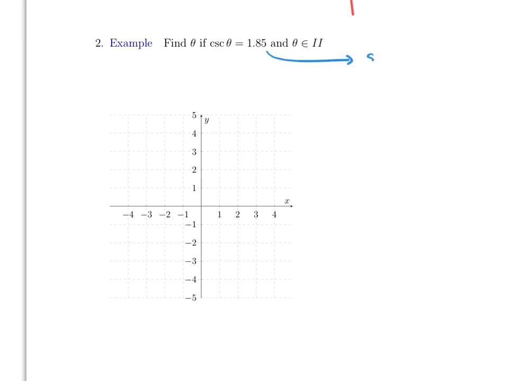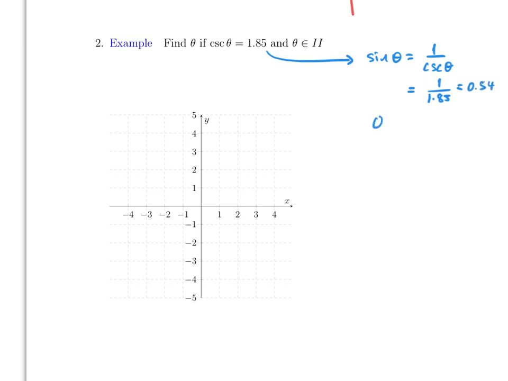Remember that sine theta is the same thing as 1 over cosecant theta. So all you have to do is use this identity. So this is cosecant theta. So in our case, this will be 1 over 1.85, which happens to be 0.54.